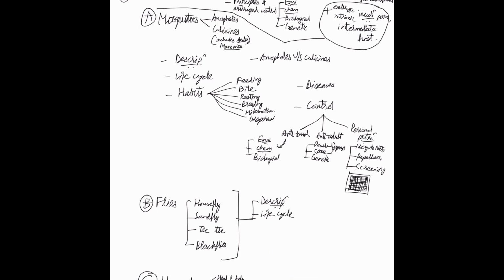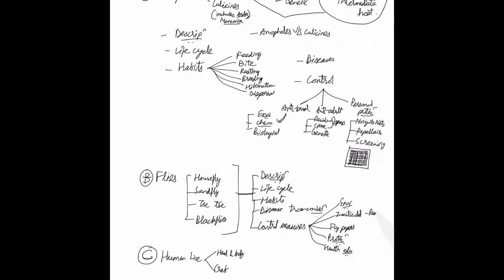Now coming to flies. In flies also we have the anatomical description of each type of fly, the life cycle, their habits, the diseases they transmit, and control measures, which will be environmental, insecticidal, fly papers, personal protection, and health education. Under insecticidal measures, we have residual sprays, baits, which are available for mosquitoes also, cords and ribbons, space sprays, and larvicides.